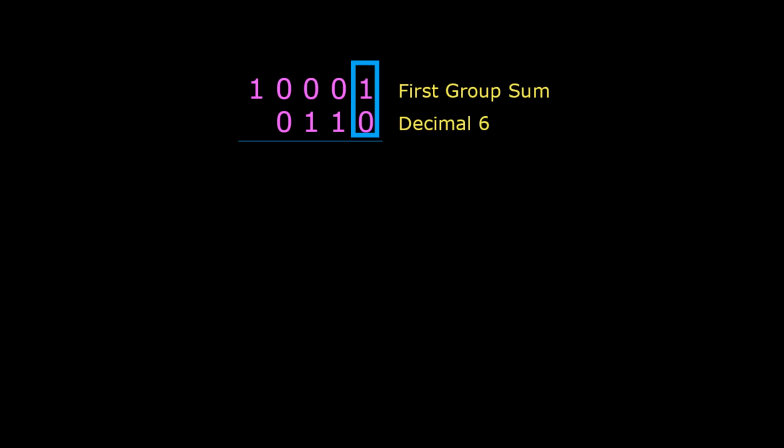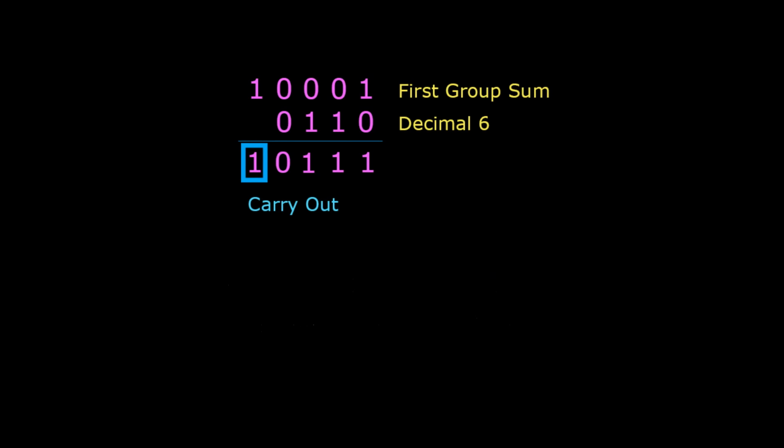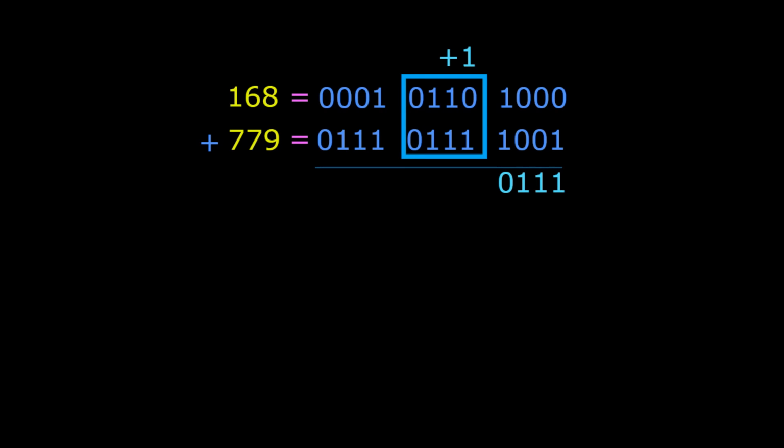So let's perform the sum. The last nibble is 0111, which is decimal 7, and that is a permitted code. Here from the result we'll consider the last nibble as the main sum of the first group. The carry 1 is to be added to the next group.